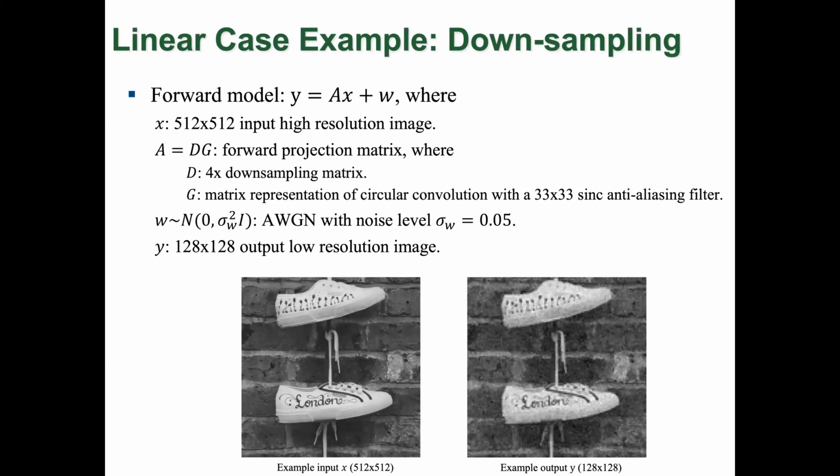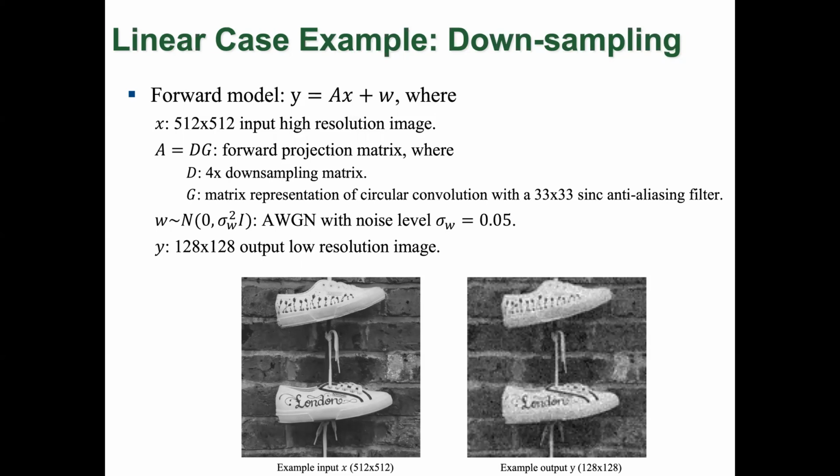Here's an example of a linear forward model application. In this model, we have input X to be a 512 by 512 high resolution image. We first filter X with a sinc anti-aliasing filter, and then downsample the output of the filter by 4 along each side of the image. Our output Y is therefore a 128 by 128 low resolution image. This is a very simple filter and downsampling forward model.